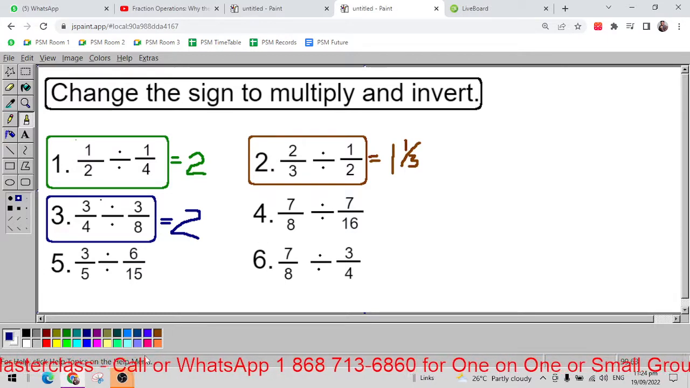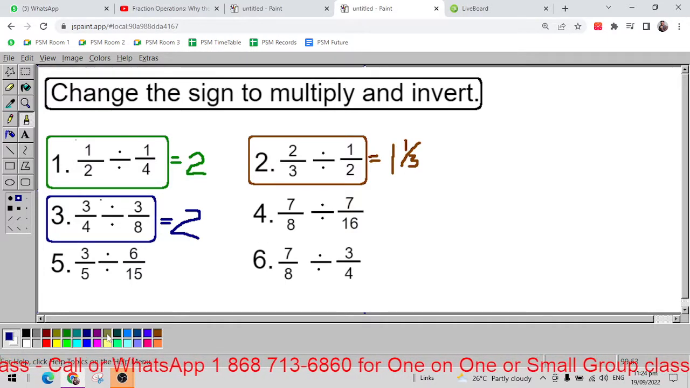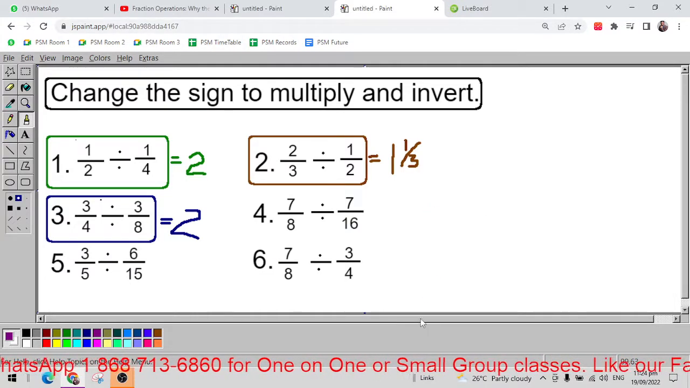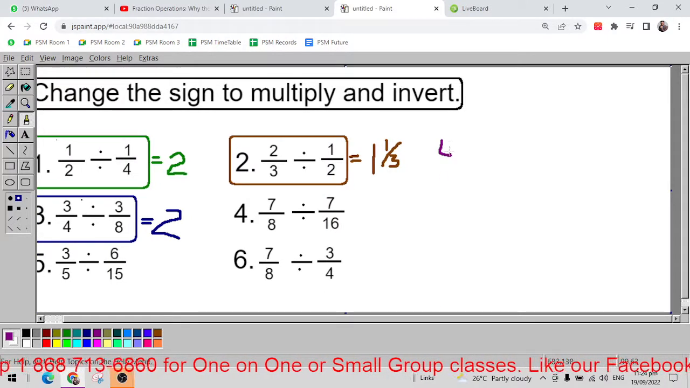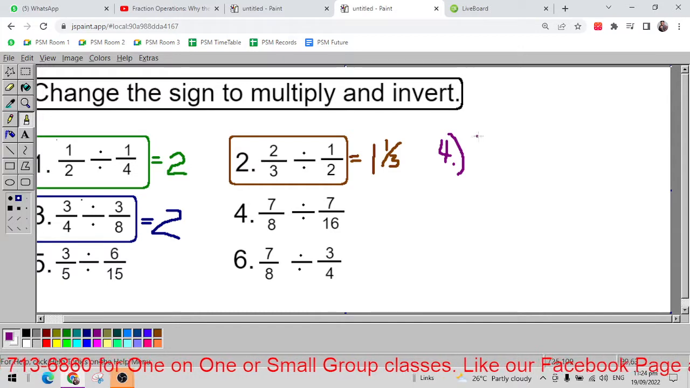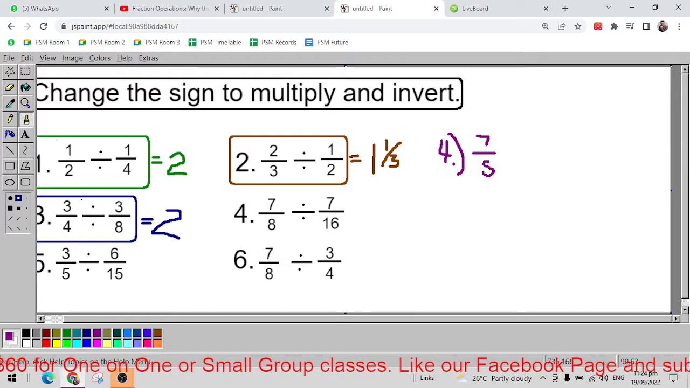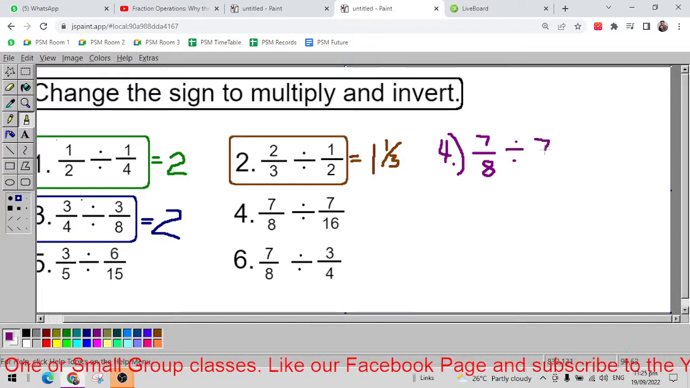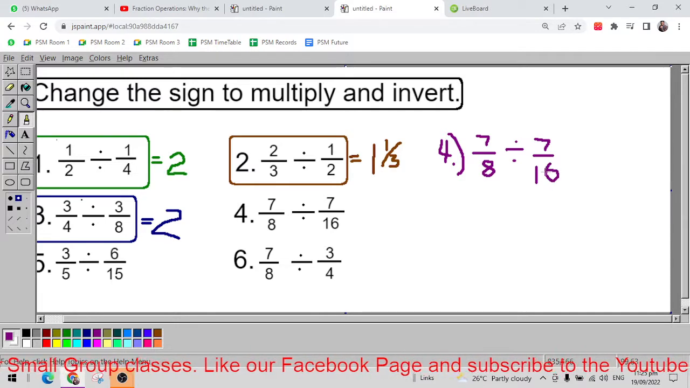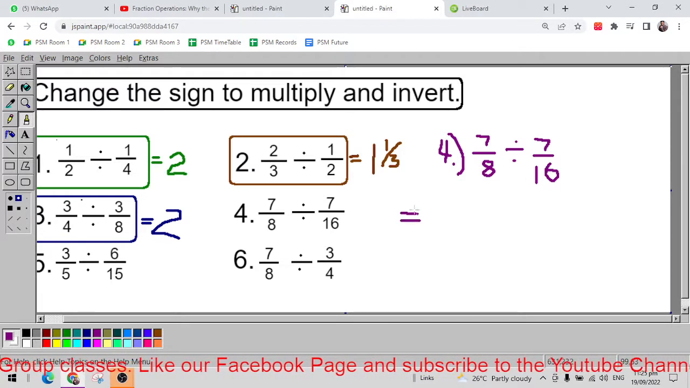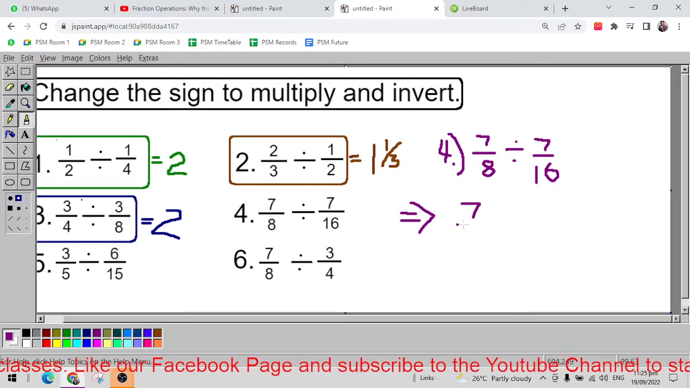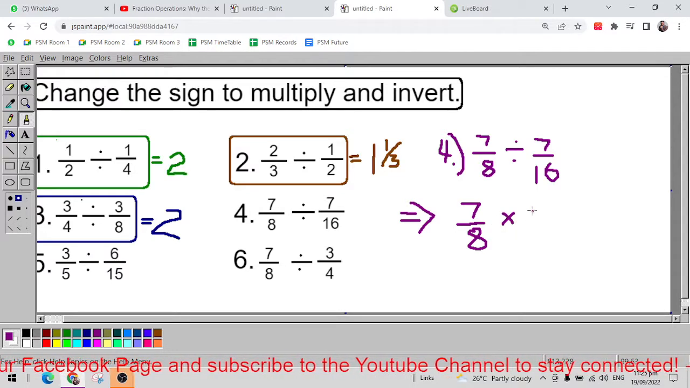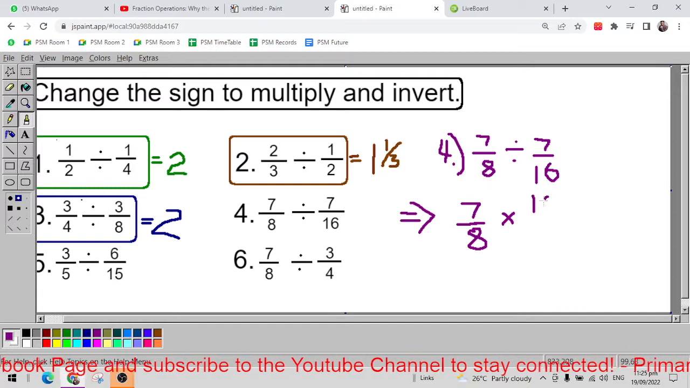Nice. Let's go to number 4. Let's go ahead and work in purple. So number 4 says, oh, that's a nice one, 7/8 divided by 7/16. Perfect. So the next line is going to be 7 over 8, change the sign to multiply, and then invert or flip. So 7 over 16 is going to become 16 over 7.